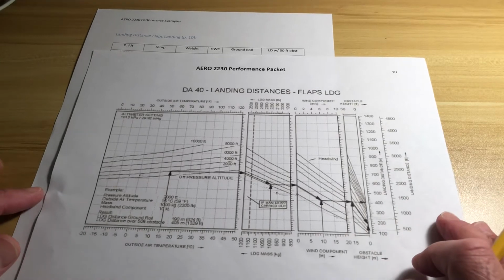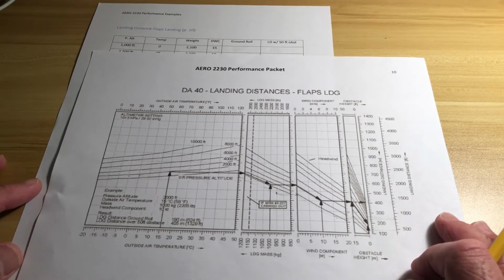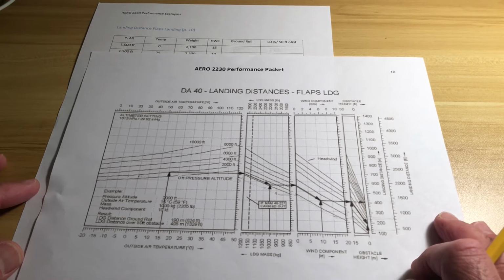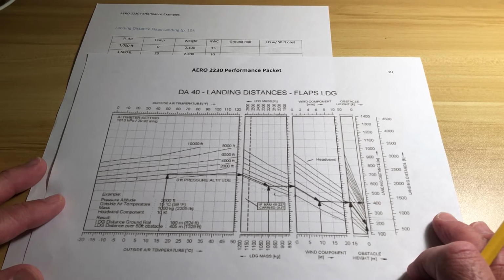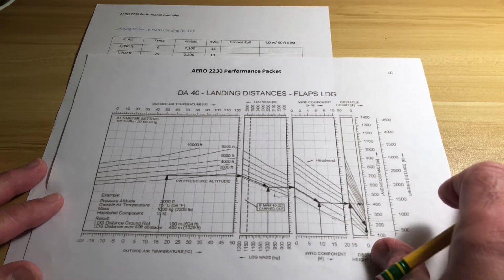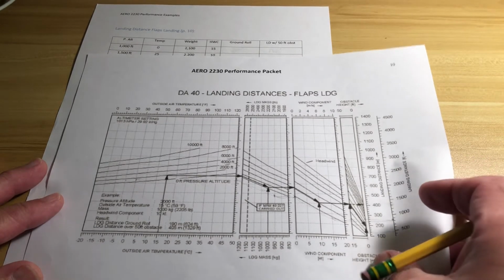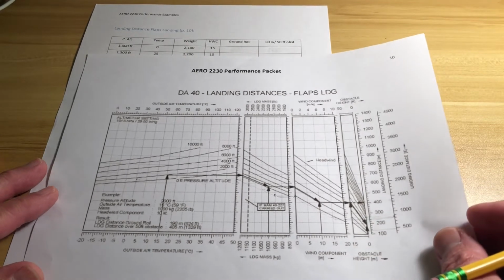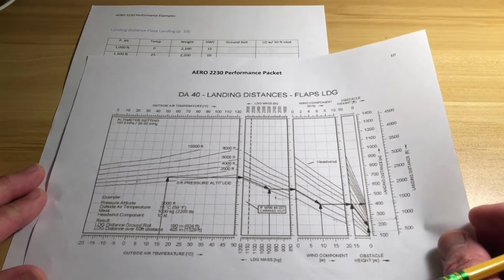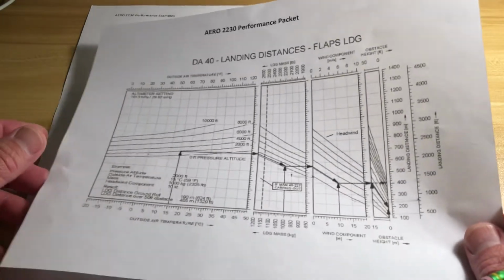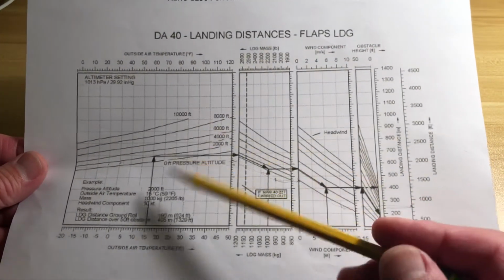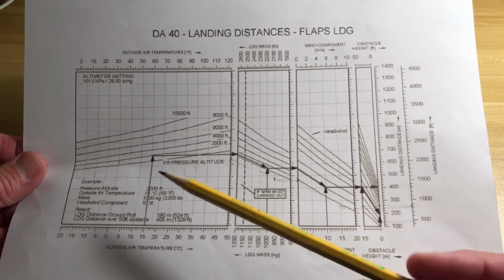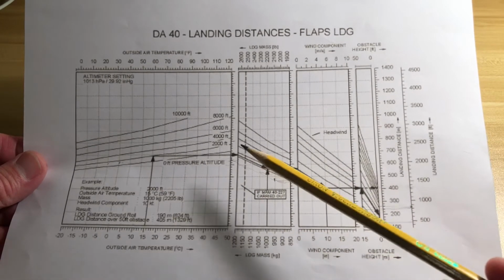In this video, we will demonstrate how to determine your landing distance ground roll and your landing distance over a 50-foot obstacle using the performance chart from the Diamond DA40 Pilot's Operating Handbook. Let's take a look at the performance chart before we start the problem. And as usual, there is an example on the chart that helps us to learn how to use it.